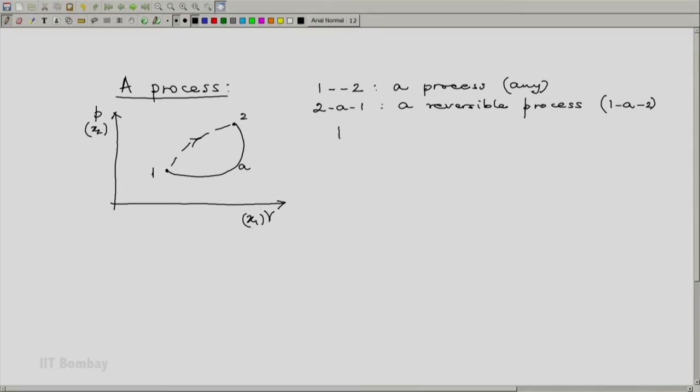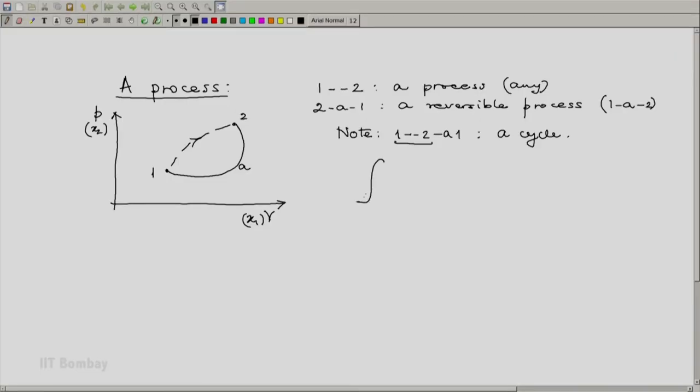Now, we note that 1 to 2 followed by 2A1 is a cycle. But since the 1 to 2 part we do not know in any detail, it is not qualified as reversible, it need not be a reversible cycle. Hence, for this cycle, the Clausius inequality would apply in its general form, 1, 2, back to A1.